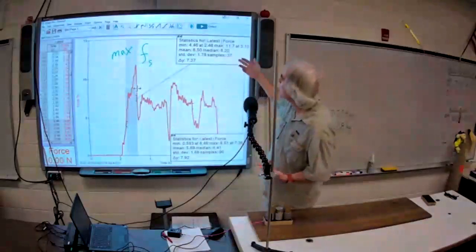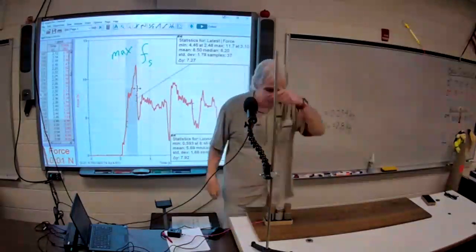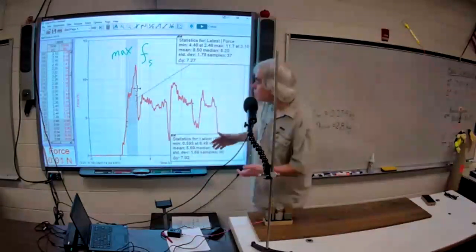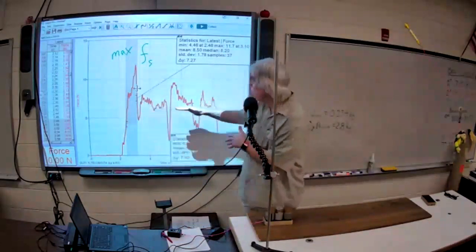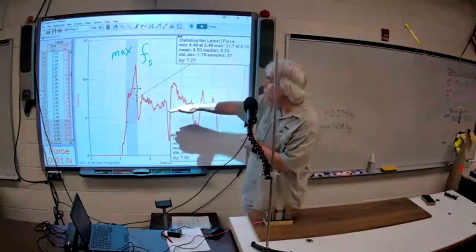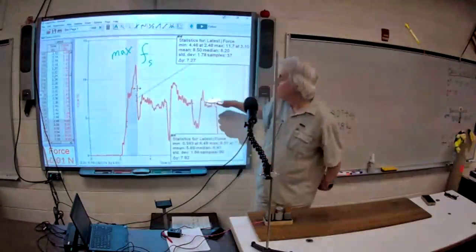Yeah, this time it was actually a little bit higher. It was 11.7. But like I said, everything with friction is a rough estimate. What about these three regions here? You notice the plateau is about the same for all of these guys, right about 7 newtons.